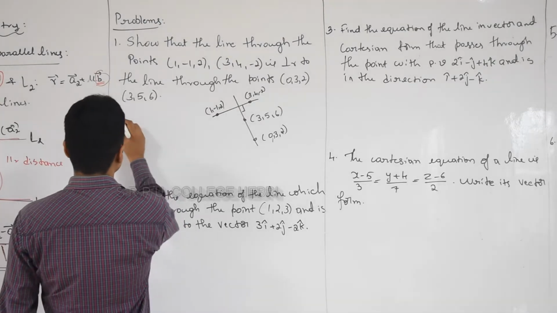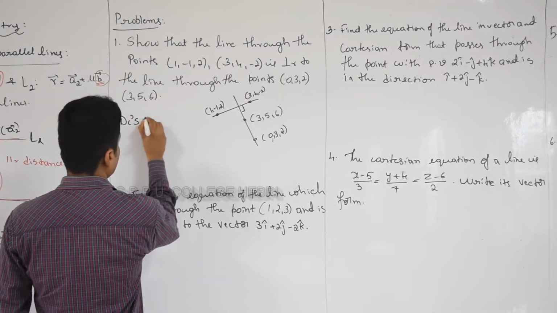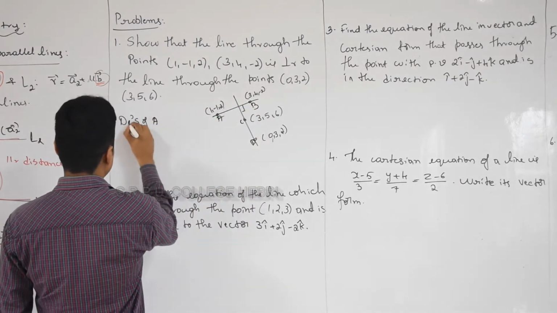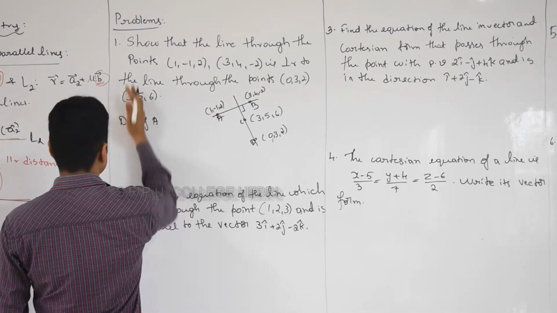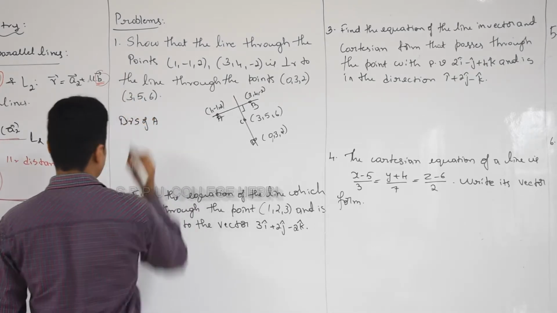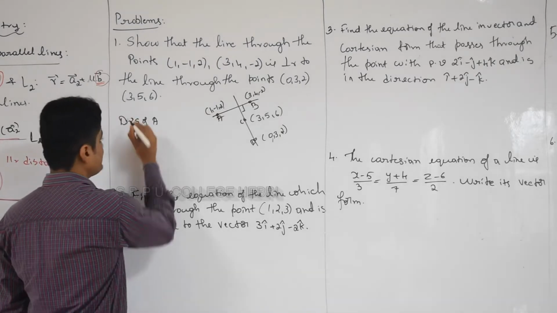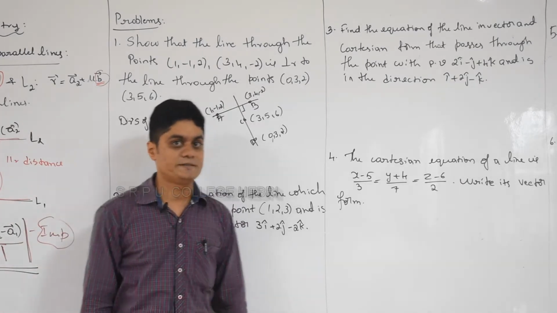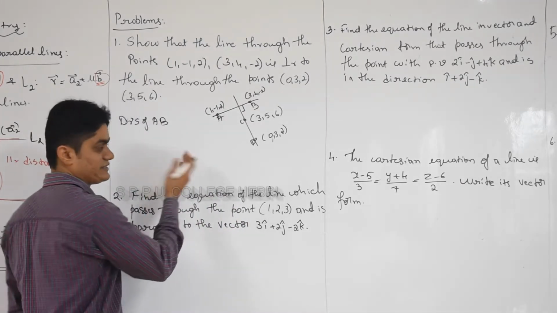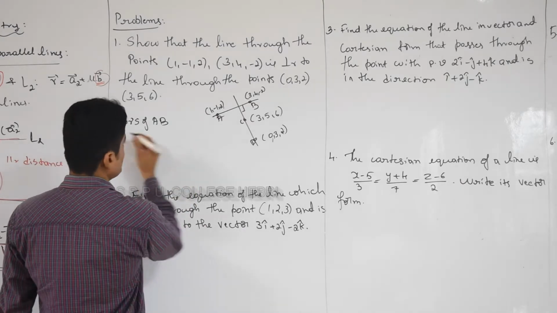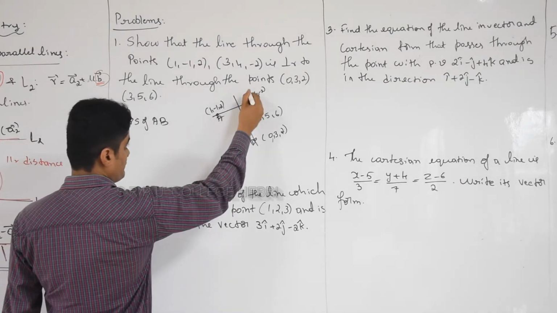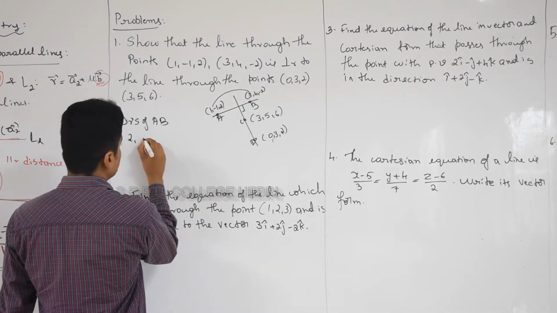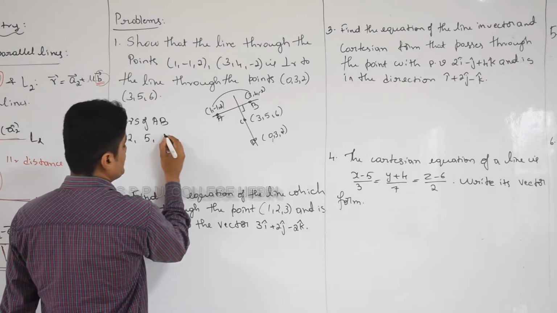First find out the direction ratios of, I'll name these AB and CD. Direction ratios of AB. We don't need direction cosines, because direction ratios are easy to find compared to direction cosines. So find the DRs, that is, direction ratios of AB. How do we find the direction ratios of the line joining two points? Do you remember? Exactly, x2 minus x1, y2 minus y1, z2 minus z1. So the direction ratios of AB: 3 minus 1 is 2, 4 minus (minus 1) is 5, minus 2 minus 2 is minus 4.